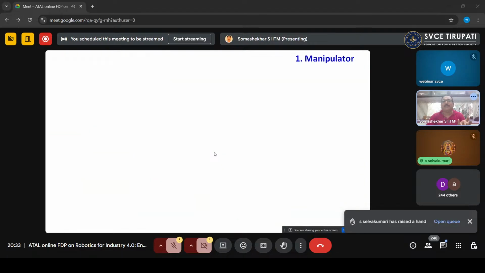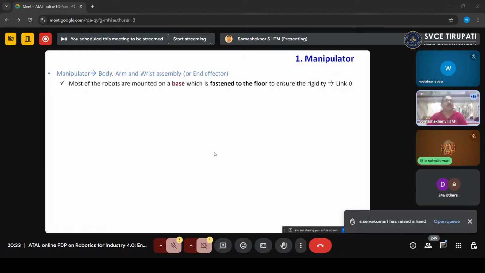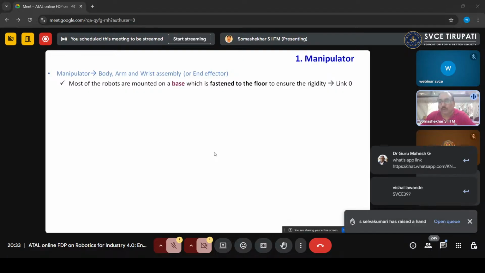This layout varies with applications. If you see, the manipulator consists of a body, arm, and a wrist. Please remember, or the end effector, what we will call. Most of the robots are mounted on a base which is fastened to the ground to ensure rigidity. That is what we will call link zero.